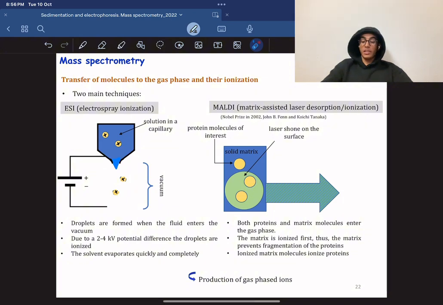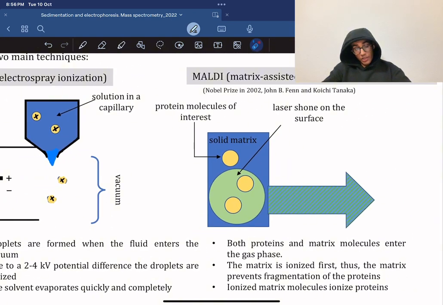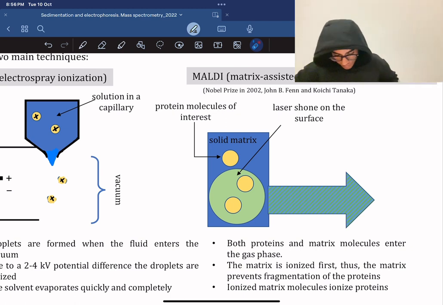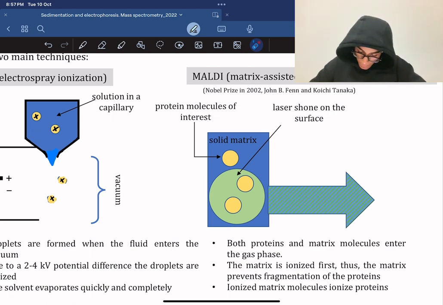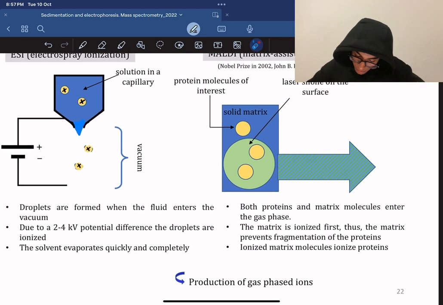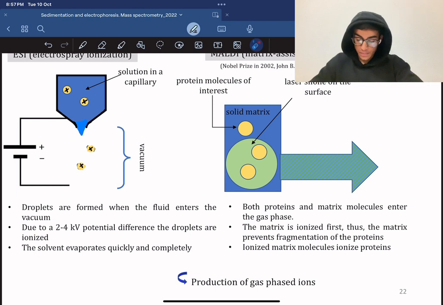Now, let's look at MALDI. MALDI is a super cool thing, but let me try to explain this now. In this green part, both the proteins and matrix molecules enter the gas phase. The matrix ionizes first, the matrix prevents fragmentation of the protein, and the ionized matrix molecules ionize the proteins. Okay, whatever. Let's listen to this.